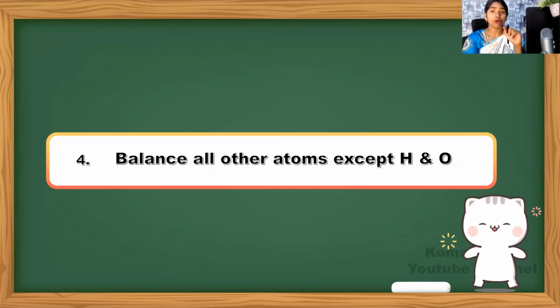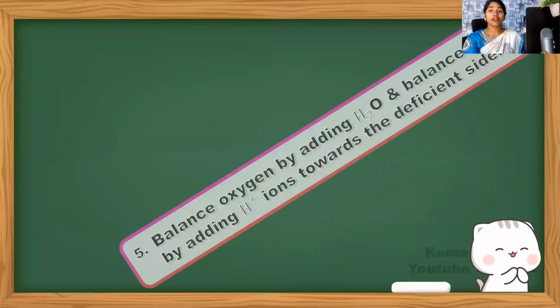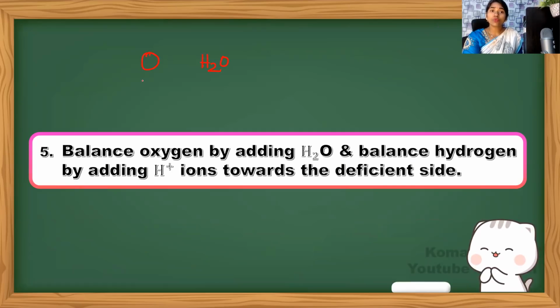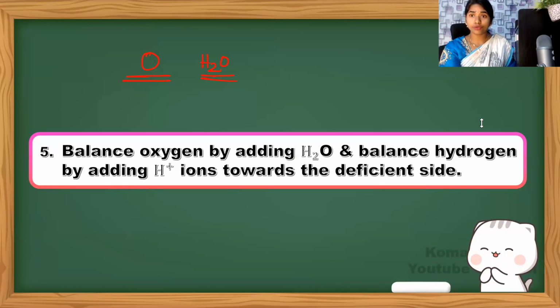I will tell you how to balance hydrogen and how to balance oxygen. To balance hydrogen, you first balance oxygen. To balance oxygen, you need to add H2O. To balance one oxygen, you have to add one H2O molecule. This point is clear, my dear students. To balance one oxygen, you have to add one water molecule.